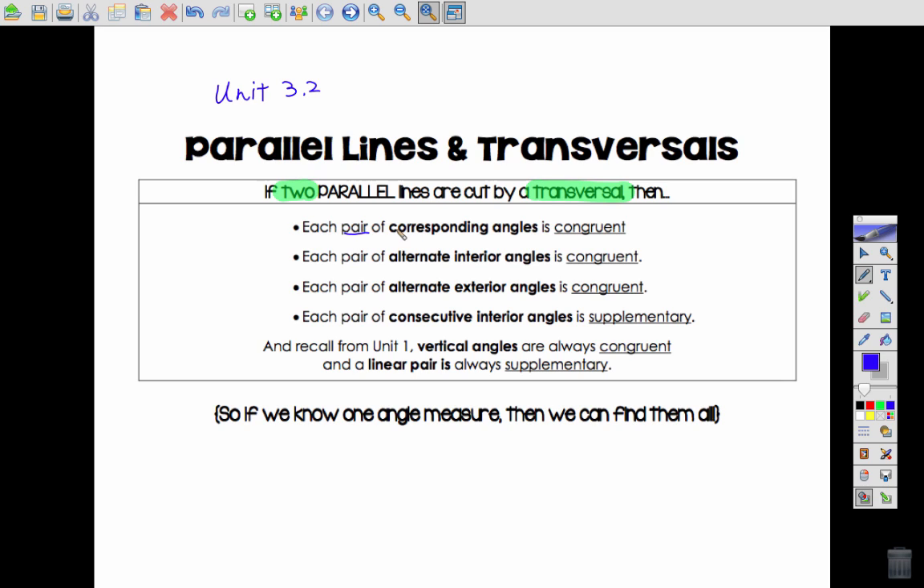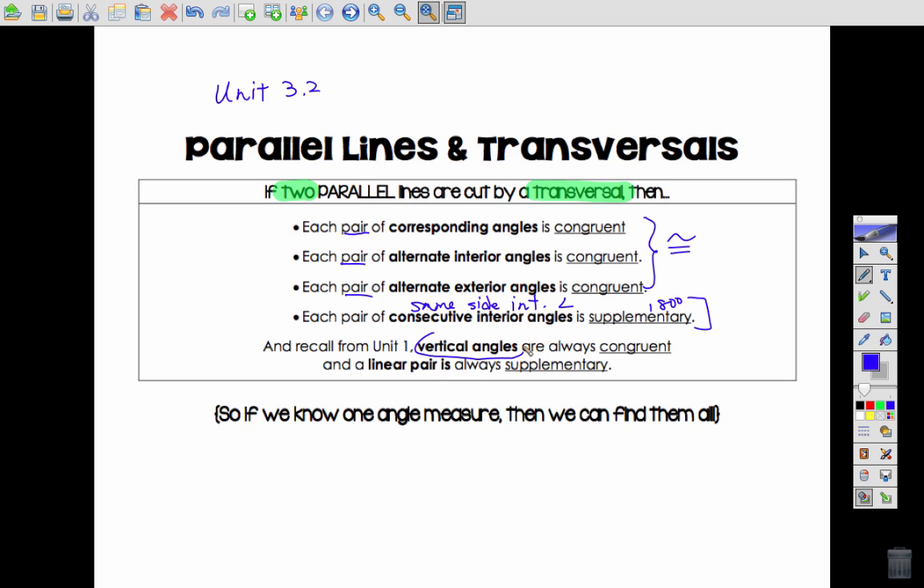Each pair of the alternate interior angles are congruent, and each pair of the alternate exterior angles are congruent. And finally, consecutive interior angles, which is also called same side interior angles, are supplementary. So other than this fourth one, it's all about congruency.